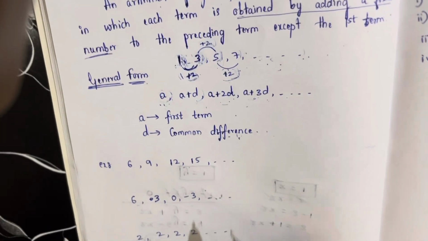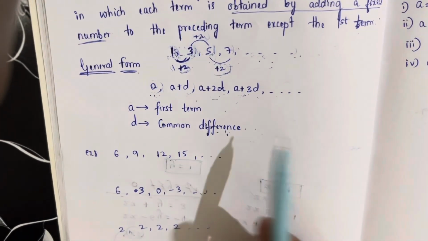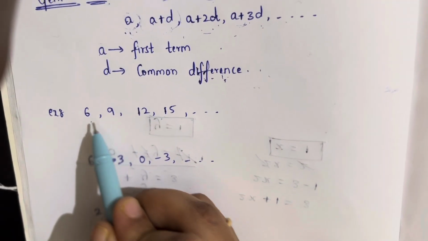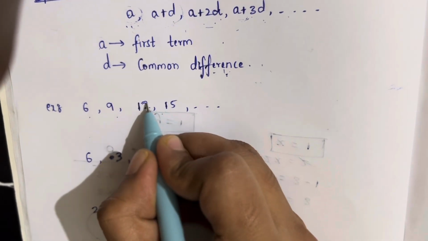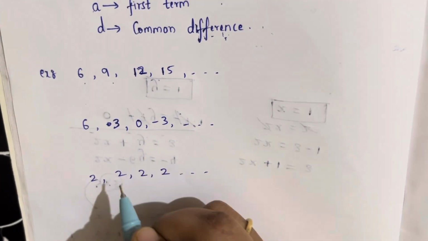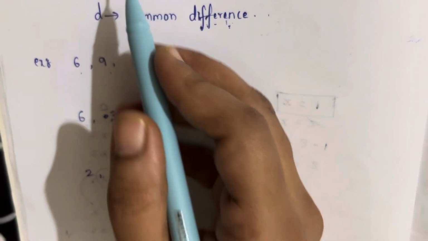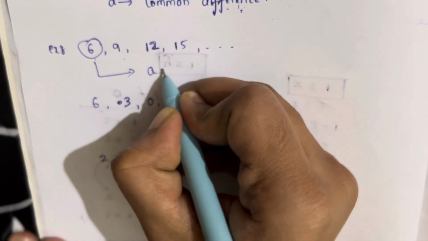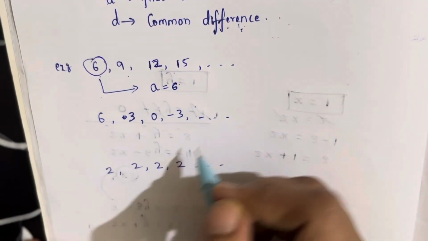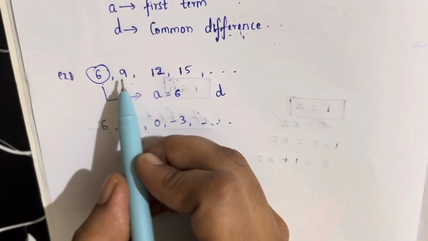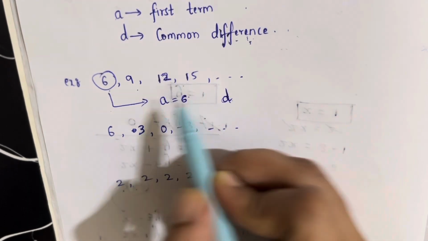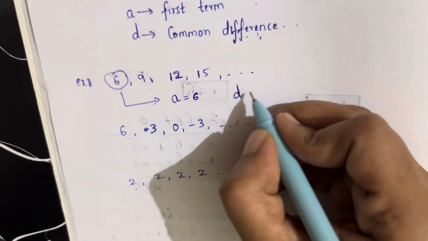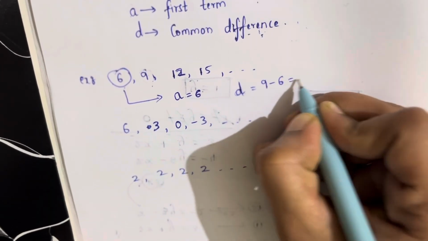Now we will see some examples of arithmetic progressions. Here you can see 6, 9, 12, 15. What is the first term? Here a is 6. The first term is 6. And what is the common difference? How will we find the difference? We take the second number and subtract the first number, like 9 minus 6 is 3.